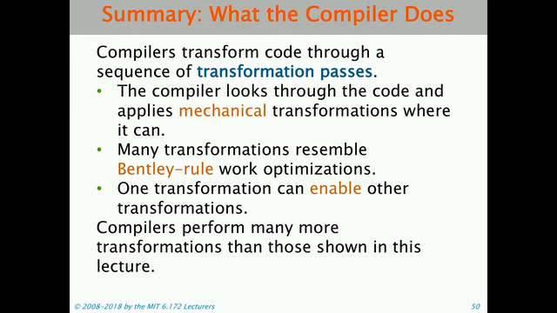A lot of the transformations resemble Bentley rule work optimizations that you've seen in lecture 2. So as you're studying for your upcoming quiz, you can kind of get 2 for 1 by looking at those Bentley rule optimizations. One transformation pass, in particular function inlining, was a good example of this. One transformation can enable other transformations, and those together can compound to give you fast code. In general, compilers perform a lot more transformations than just the ones that we saw today, but there are things that the compiler can't do.